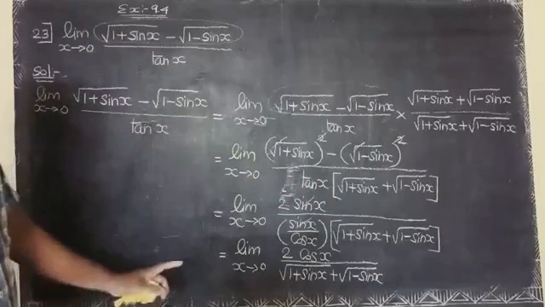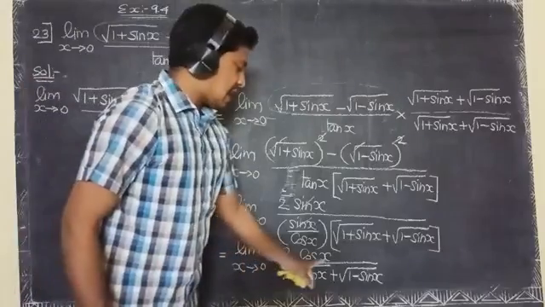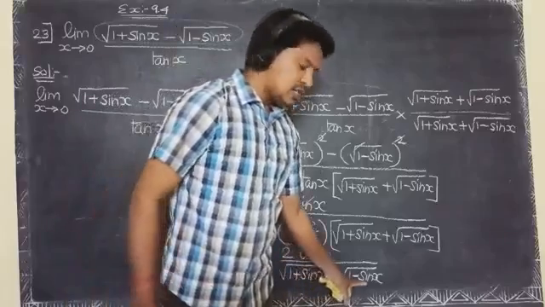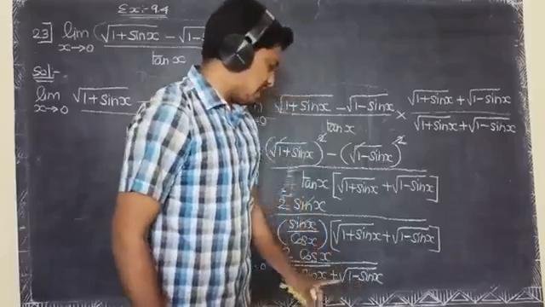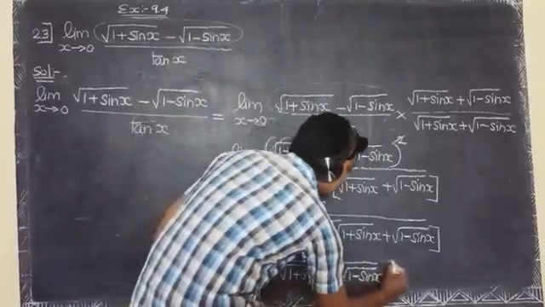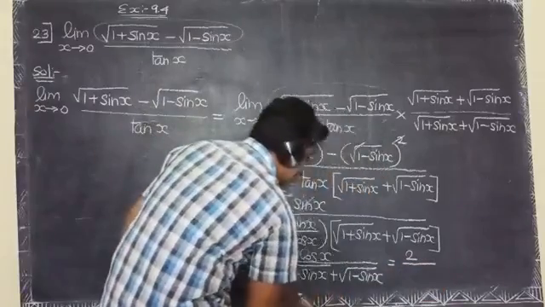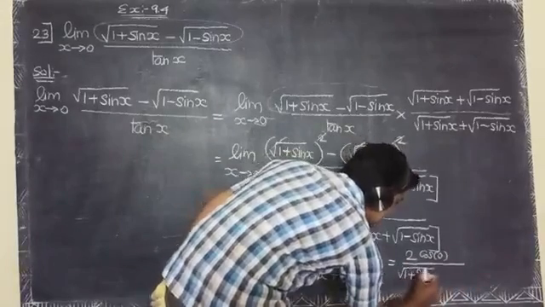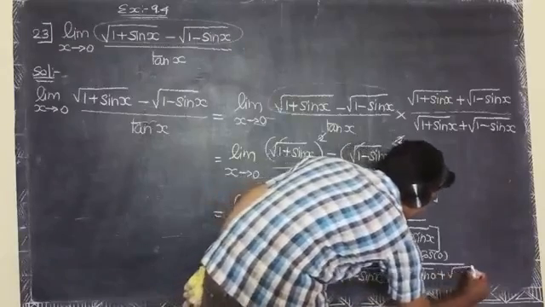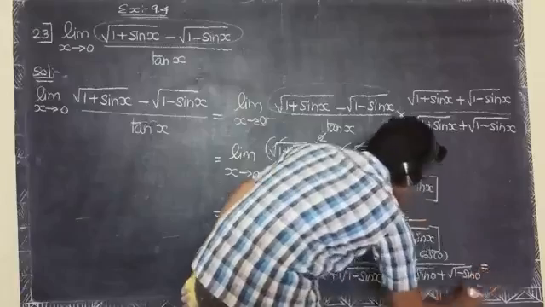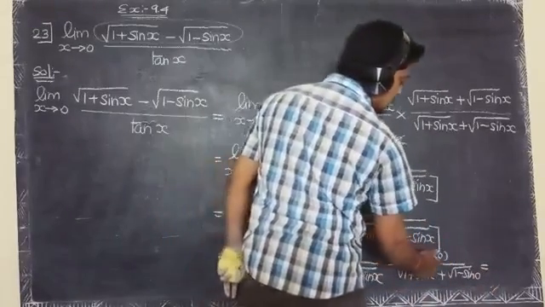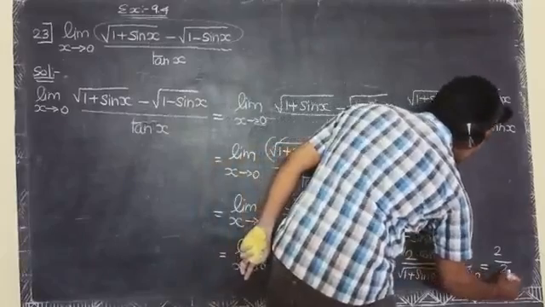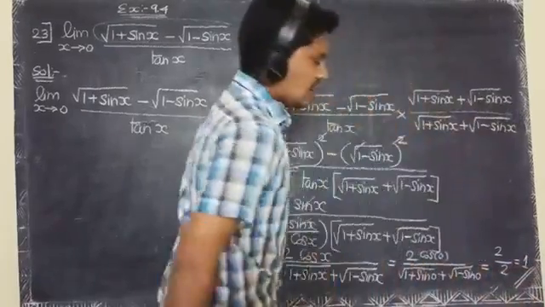Here replace x equal to 0 into the given function. 2 into cos 0 is 1, 2 into 1 is 2. In the denominator, sin 0 is 0, 1 plus 0 is 1, 1 minus 0 is 1, square root of 1 is 1, 1 plus 1 is 2. So 2 cos 0 divided by square root of 1 plus sin 0 plus square root of 1 minus sin 0 equals 2 into 1 is 2, divided by square root of 1 plus square root of 1, that is 1 plus 1 is 2, 2 by 2, which is equal to 1.